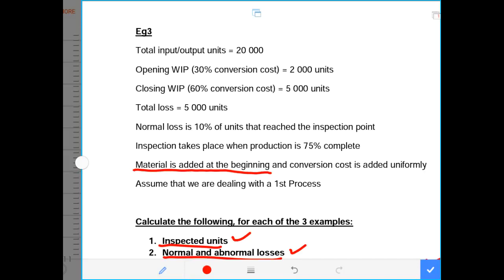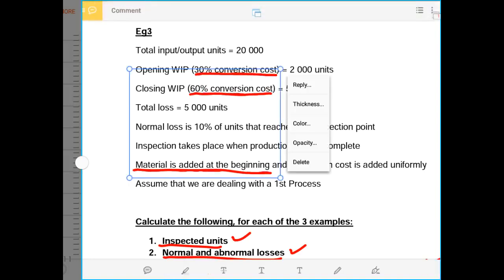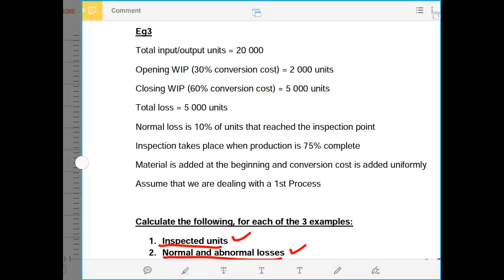That is why the closing units that are not complete, they are not complete in terms of conversion cost, in terms of labor, in terms of overheads, in terms of the electricity, in terms of the depreciation, in terms of the salary of the supervisors. All the overheads are not yet complete. But with regard to material, all the material that was needed was there in the product being produced. So when it comes to raw material, most of the time it will be 100%.